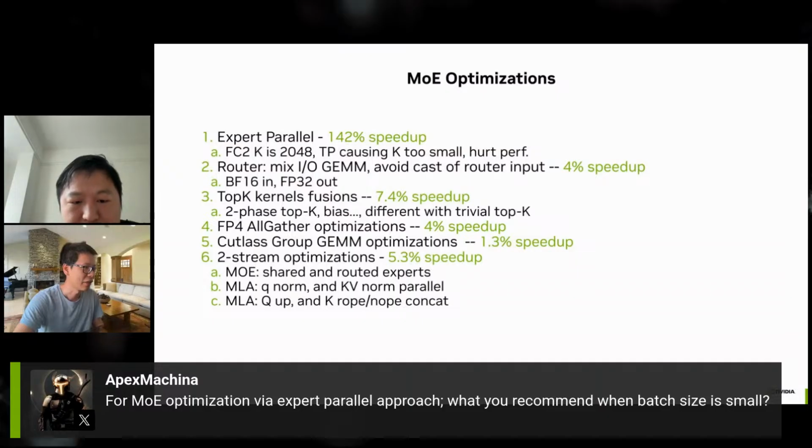There is another question: for the MOE optimization with the expert parallel approach, what do you recommend when batch size is small? When batch size is small, for the MOE part optimization, I think they are similar. The difference is the attention part. We are still doing the tensor parallel, even though it duplicates the KV cache. But at that time, because your batch size is small, it doesn't matter. It doesn't reach the memory footprint limit. Yeah. Okay. Thank you.